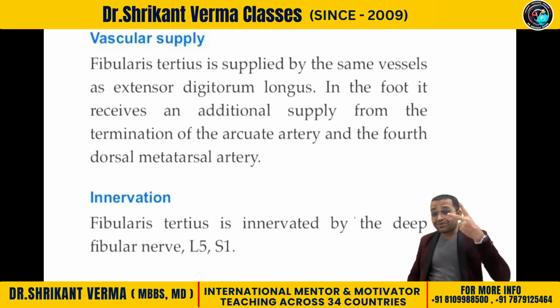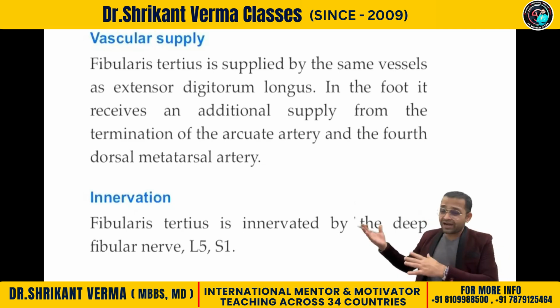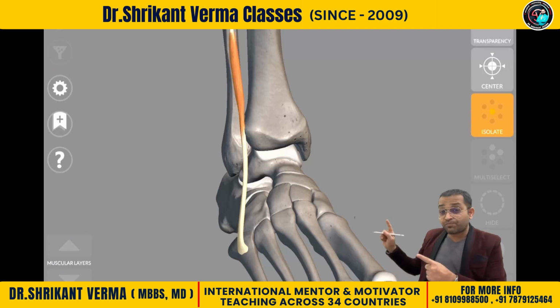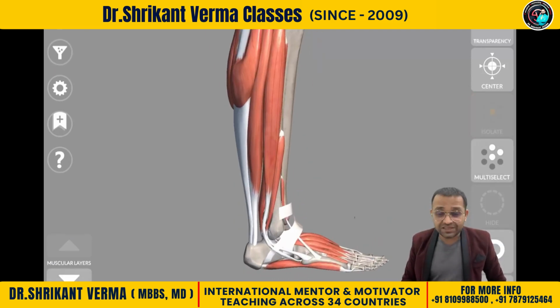Our Hilton law, our second Escavian magic is clear cut, easy at this part also. So you can observe, sir, this peroneus tertius is also supplied by the deep peroneal nerve. It is not supplied by the superficial peroneal nerve. Now you can see the lateral compartment.